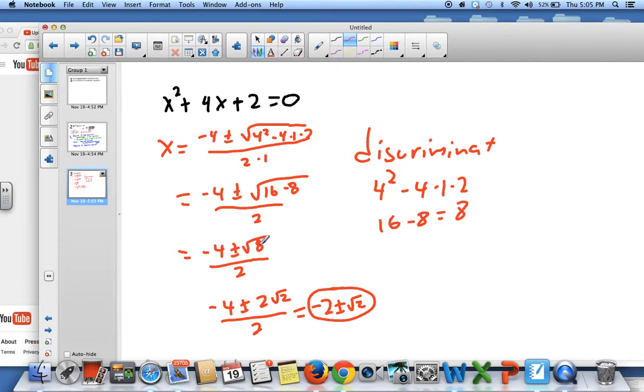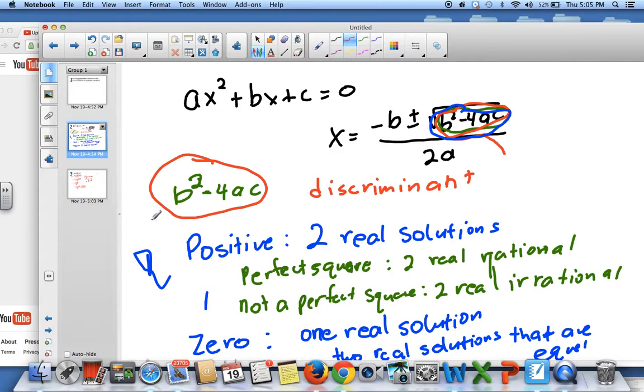Now I can see it right here. And notice that 8 is not a perfect square, but it is positive. We have two answers, negative 2 plus the square root of 2 and negative 2 minus the square root of 2, but they're irrational because 8 is not a perfect square. So there's two real solutions that are irrational. Check back over here on our rules. It's positive, but not a perfect square, two real irrational numbers.